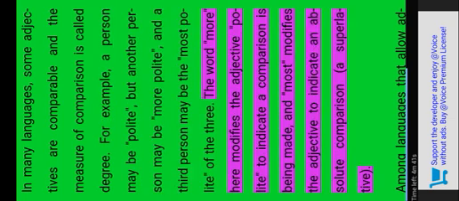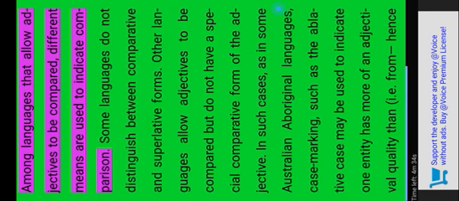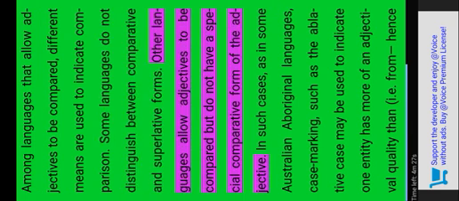The word "more" here modifies the adjective "polite" to indicate a comparison is being made, and "most" modifies the adjective to indicate an absolute comparison, a superlative. Among languages that allow adjectives to be compared, different means are used to indicate comparison. Some languages do not distinguish between comparative and superlative forms. Other languages allow adjectives to be compared but do not have a special comparative form of the adjective.